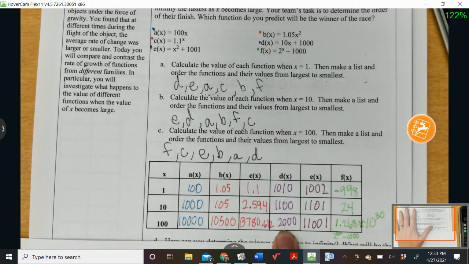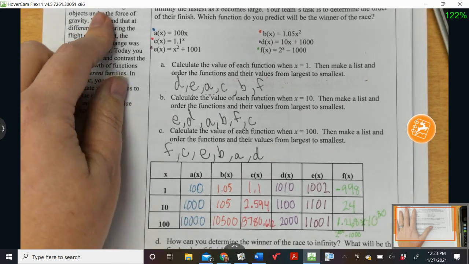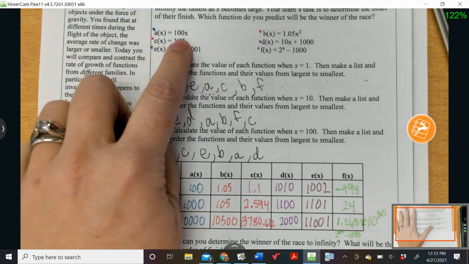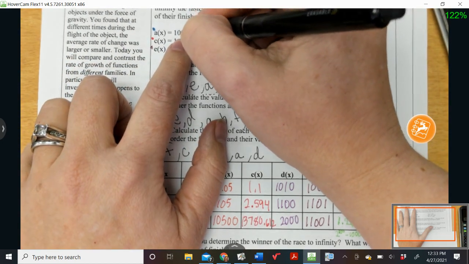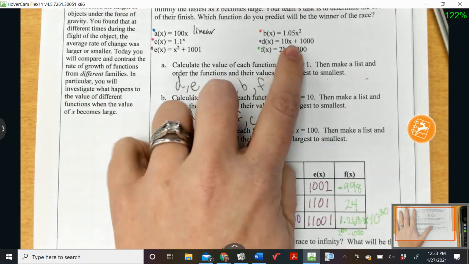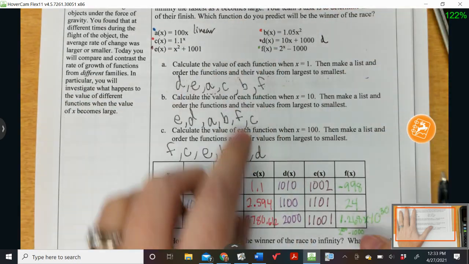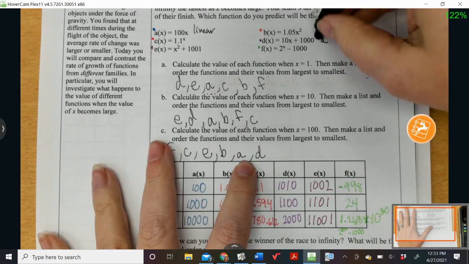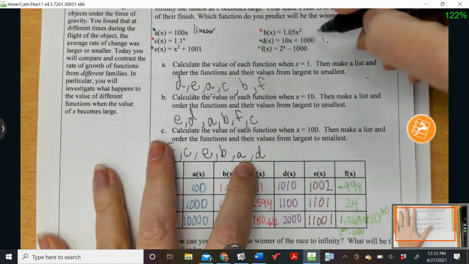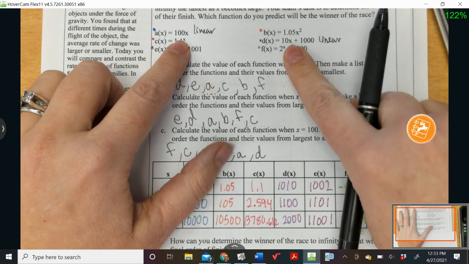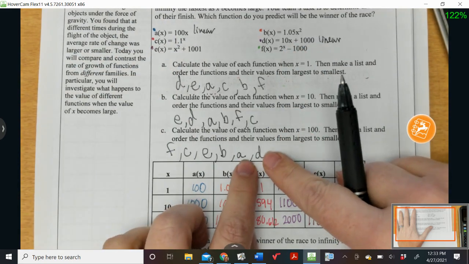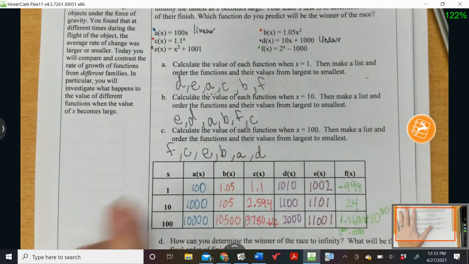Okay. So let's take a look back at our original equations. A is a linear equation, and so is D. D is losing our race, and A is second to last. They're both lines. This one has a slope of 10. That has a slope of 100, which is huge. That's a big slope. But D ends up with the smallest growth in the end at 100.